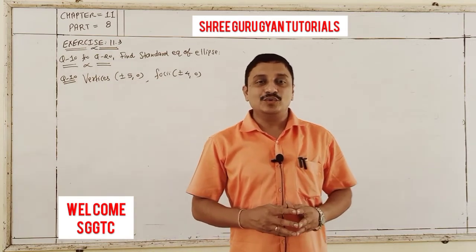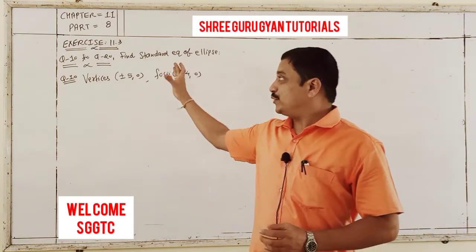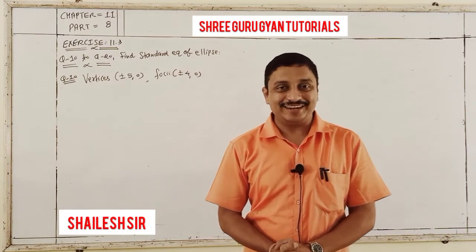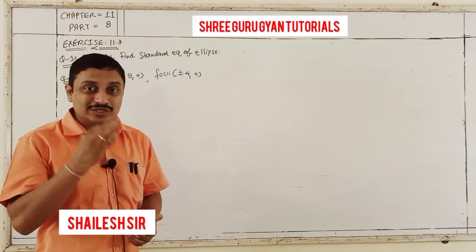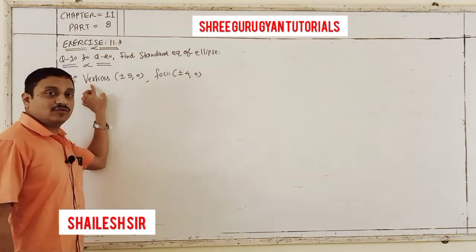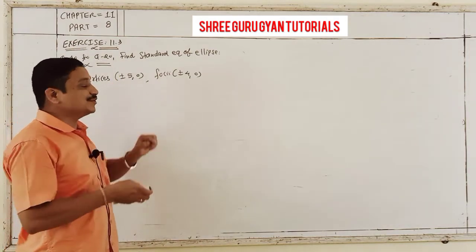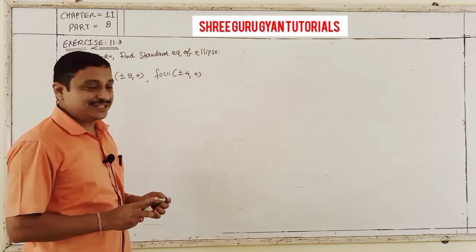Students, today I continue our numerical related exercise 11.3. Question number 10, yes, ellipse related. Find the standard equation of the ellipse. First, question 10: vertex is given plus or minus 5, 0 and focus given plus or minus 4, 0.